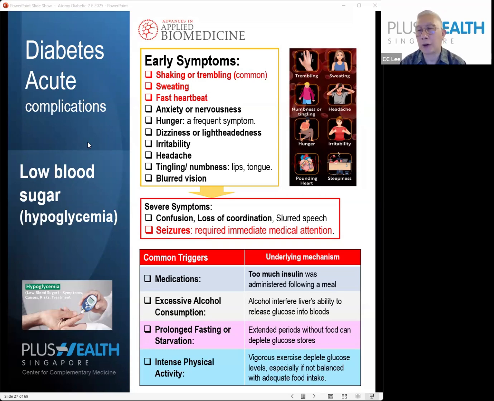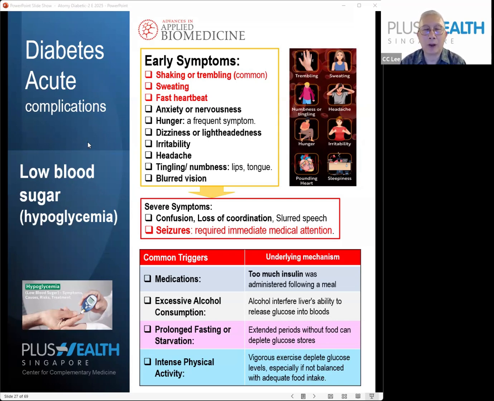So for diabetic patients, because the body cannot produce insulin, you need to inject insulin to convert your food, and therefore you sometimes need to control your sugar intake. But the problem is that if you don't have enough blood sugar, you will also have a medical condition that needs medical attention.